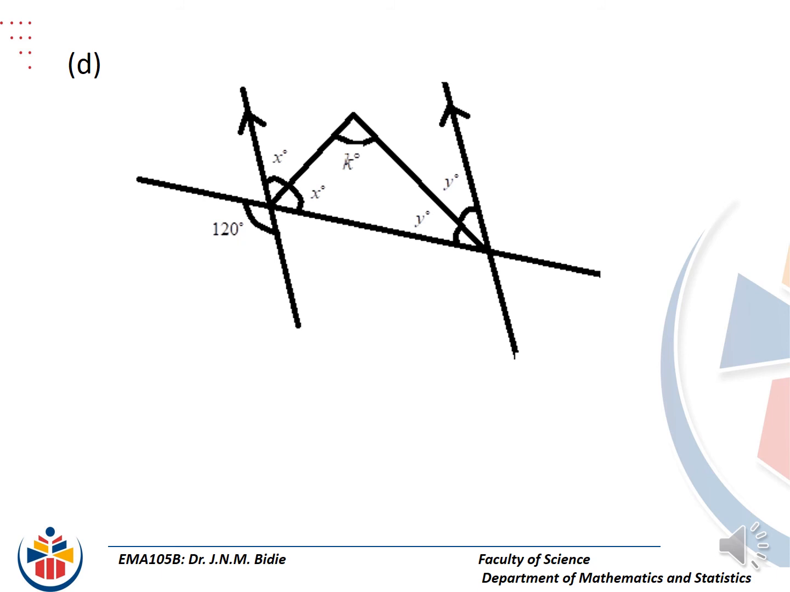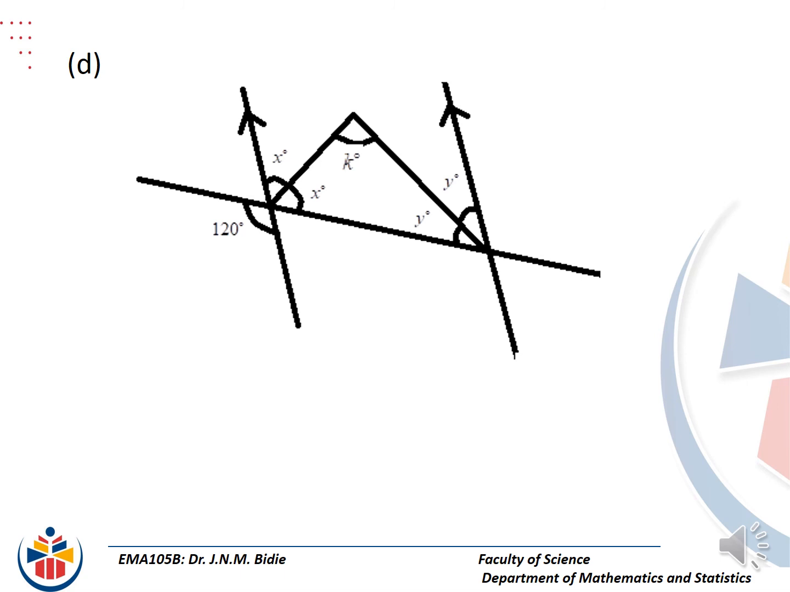The next thing, those two lines are parallel. So we have co-interior angles here. 2x plus 2y must be equal to 180 degrees. So that means 180 minus 120 gives us 60. So that means 2x is 120 and 2y is 60 degrees. So that means y is 30. So we've got 30 here and we've got 60 there.